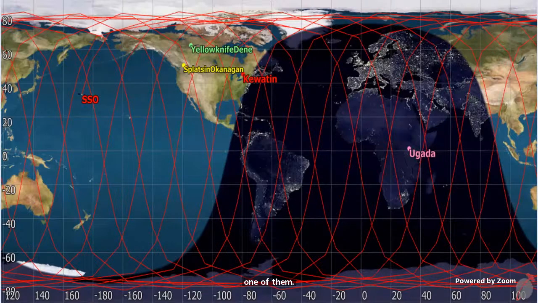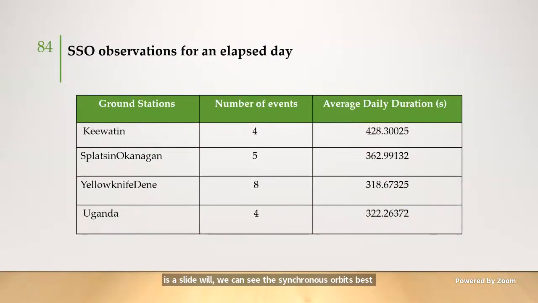In this slide, we can see the sun-synchronous orbit path over the chosen countries. SSO observations for an elapsed day. The first ground station will connect to the satellite 4 times per day, the second ground station 5 times per day, the third 8 times per day, and the Uganda ground station 4 times per day. We deduced from that Northern Canada ground stations can connect to the satellite 17 times per day, as 4 plus 5 plus 8 is 17 times per day. And the last column is the average daily duration for each ground station.